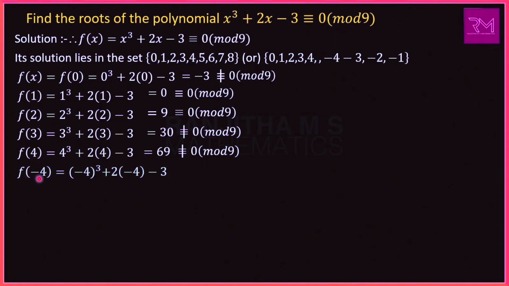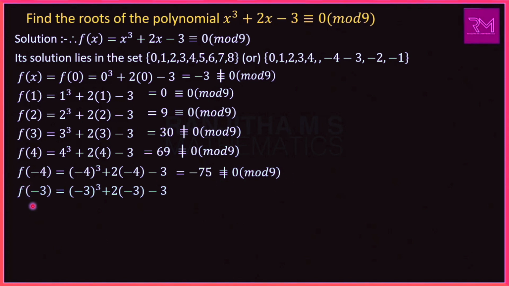In the similar way we have to find for x is equal to 5, or in the place of 5 we can substitute as minus 4, because 5 is congruent to minus 4 mod 9. So if we substitute x value as minus 4 means minus 4 whole cube plus 2 into minus 4 minus 3. So if we simplify this value, we get a value as minus 75. So we know that minus 75 does not congruent to 0 mod 9, because 9 does not divide 75.